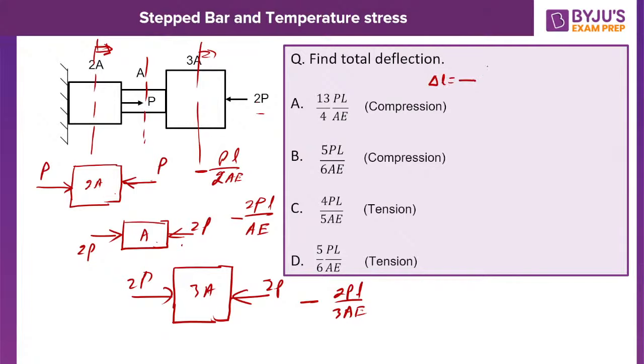I'll take the minus sign as common, and PL by AE also can be taken as common, no problem at all. PL by AE, and finally you have half plus 2 plus 2 by 3. If you add all of them, how much do you get? You are getting 19 by 6, right? 19 by 6. I think there is some problem here. I think it must be 19 by 6 under compression.